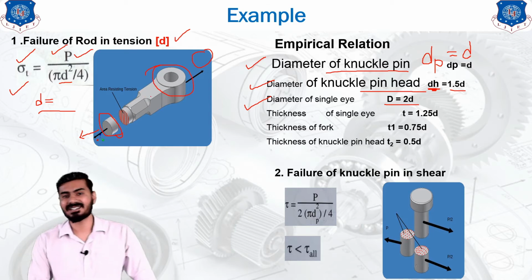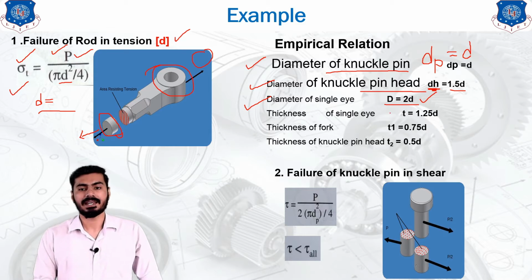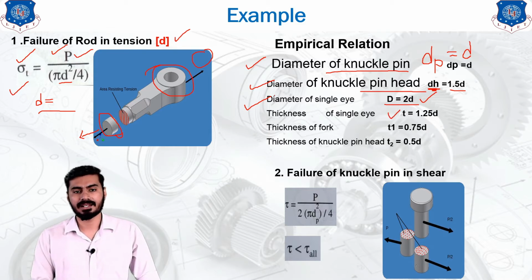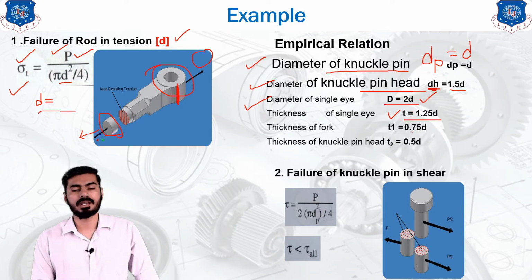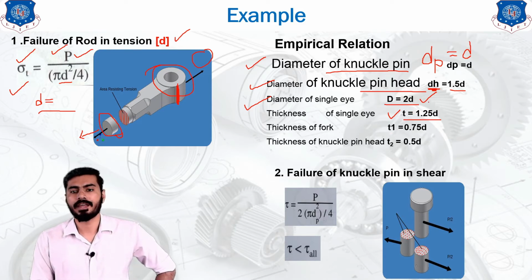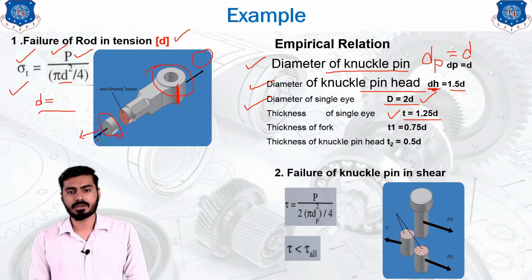So you can say that simply this is the diameter of the eye. Okay, so capital D is equal to 2d, which is also very simple. The thickness of the single eye is T, represented by this much amount of thickness. This vertical thickness is the single eye thickness T. This thickness is represented by 1.25 times d. Now if you insert the value of d, then you will be able to calculate the thickness of the single eye. Now the thickness of the fork.